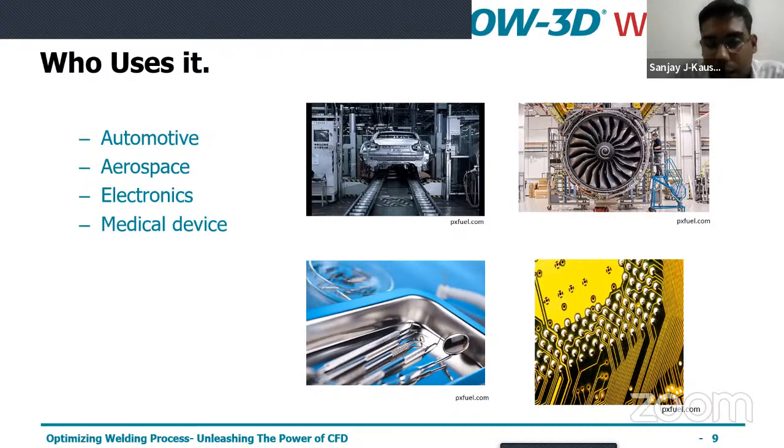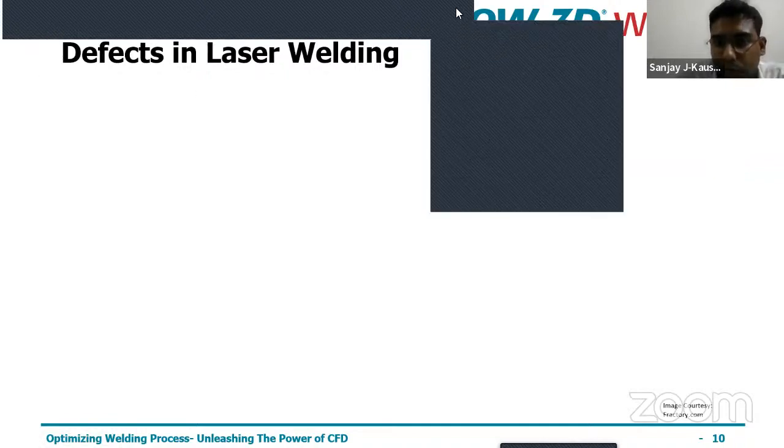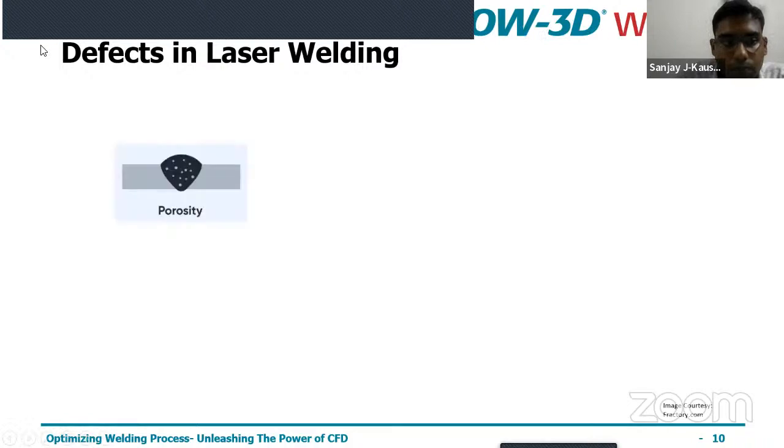After what laser welding is and who uses it, it is very important to see what kind of defects we see in laser welding processes. Starting with porosity, which is one of the defects in laser welding, caused because of poor process parameters. It could be because of the laser speed, or because of poor shield gas pressure, and things like that.